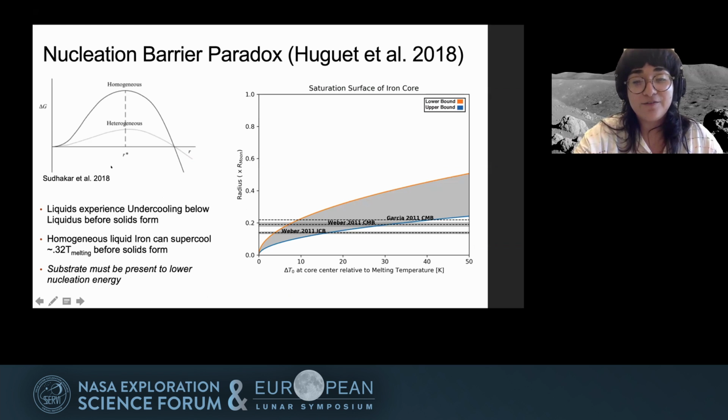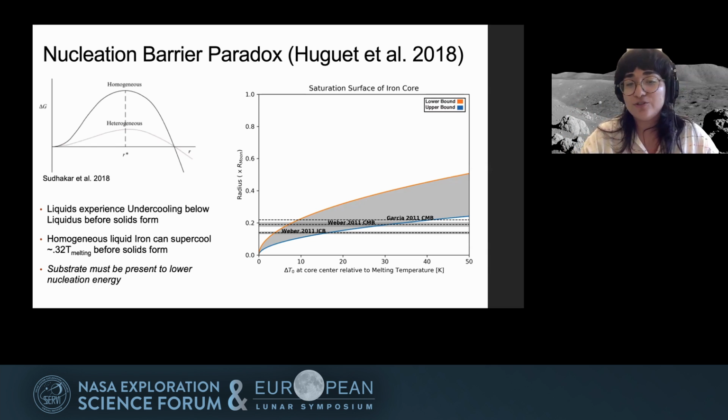The nucleation barrier for heterogeneous nucleation requires two things. First, that the liquid's temperature be at or below the liquidus, and second, that some substrate be present. Homogeneous nucleation requires just one thing, but it's much more difficult for it to occur, which is that the liquid supercool below the liquidus an incredible amount, a third of the melting temperature for metals, which in the context of the Earth's core would be over 2,000 degrees.